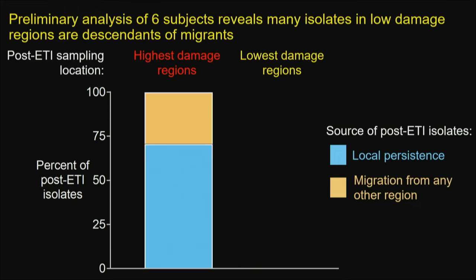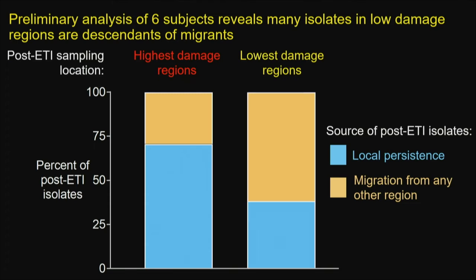What we found in the highest damage regions was that about 70% of the time, the populations were the result of local persistence within that same region. However, if we compare that to the lowest damage regions, we see that the lowest damage regions only were the result of local persistence about 35% of the time, while they were the result of migration from any other lung region about 65% of the time.